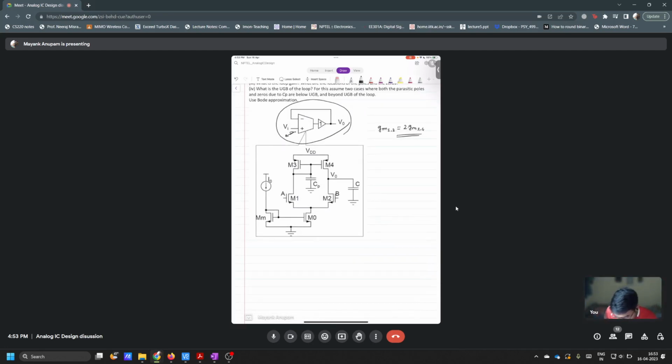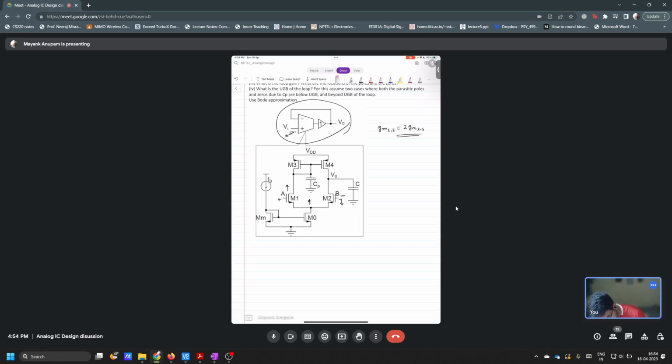Sir, A is plus and B is minus. How? Sir, we can think of it as a superposition, like if we ground the B terminal and increase the A terminal, then the drain of M0 is increasing if A is increasing. So the drain of M0 is increasing, so the output will be increasing as M2 is in common gate configuration, and likewise the VS.